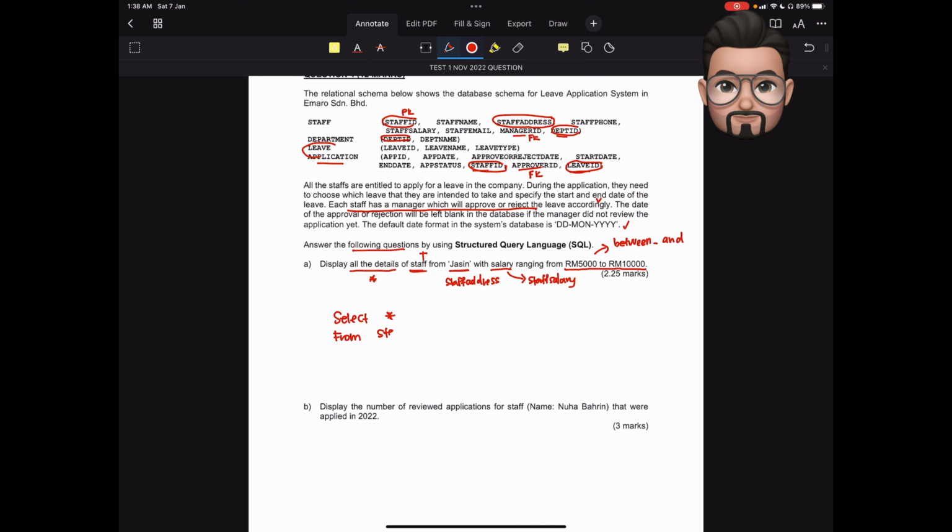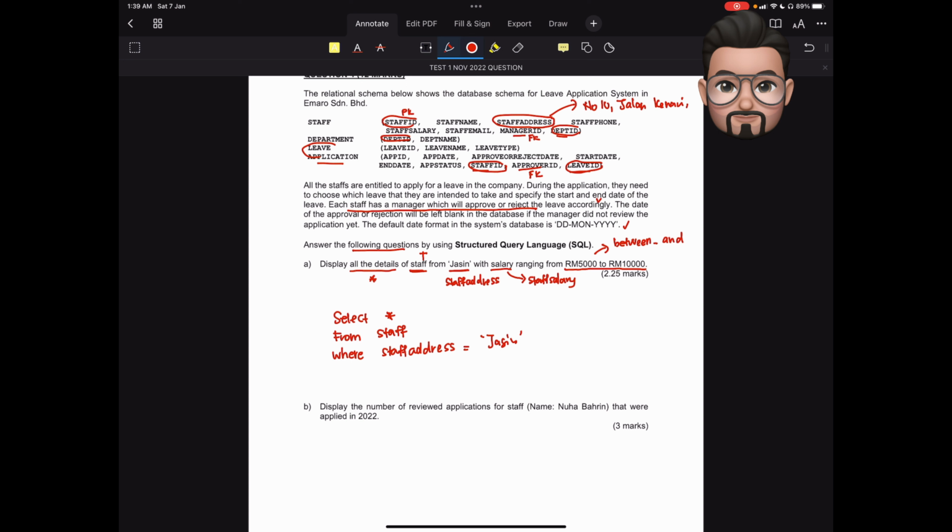From staff. So what's the condition? Just where staff address equals Jasin. If you do this, it will be wrong. Why? Because when you talk about an address, you have the street number, the house number, for example, number 10, Jalan Kenari, for example.